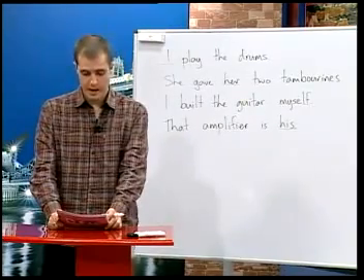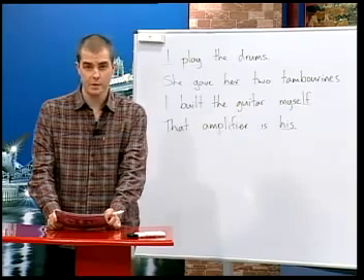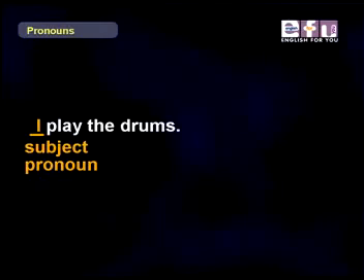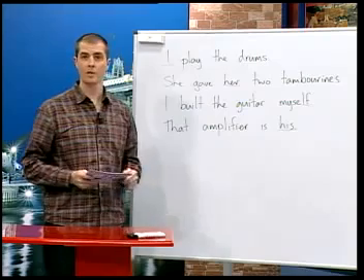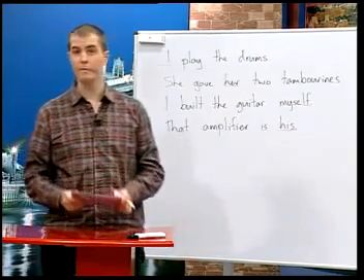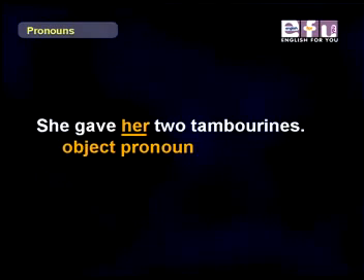A pronoun is a word that is used in place of a noun or a noun phrase. Subject pronouns are pronouns which are used in the place of a subject. We have I play the drums. I is a subject pronoun. Object pronouns are used as the objects of the verbs or the prepositions. For example, she gave her 2 tambourines. This is the verb. This is the object of the verb.